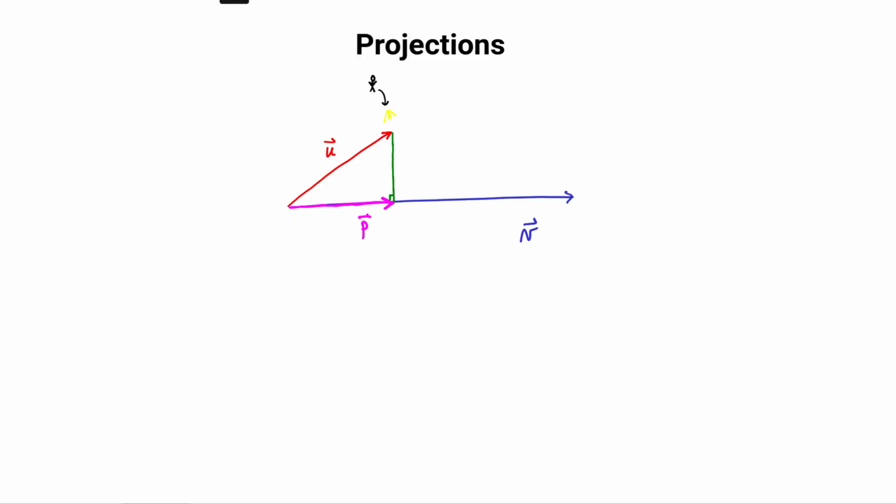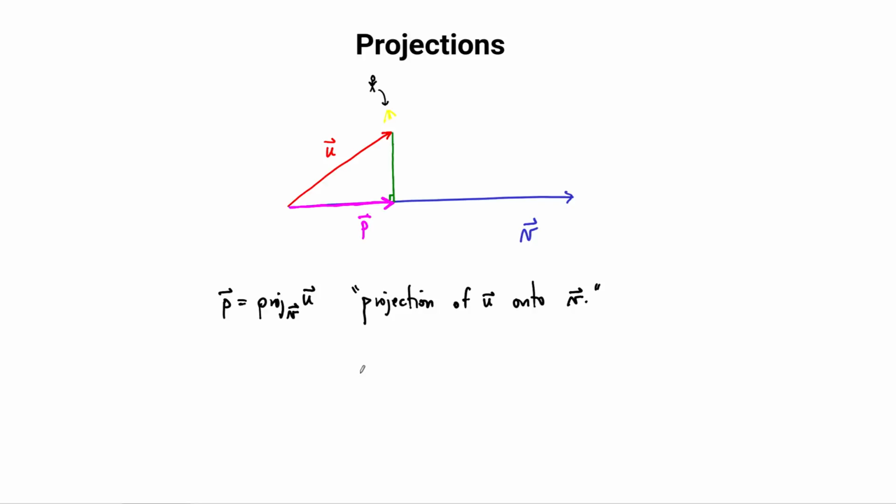This vector p is called the projection of u onto v, the vector projection of u onto v. I'm going to write it in two ways, and the second way is much better. This is the way that we should always write it: the projection onto v of u, which we read as the projection of u onto v. So our goal in this lecture is to derive a formula that we can use to compute this vector p.